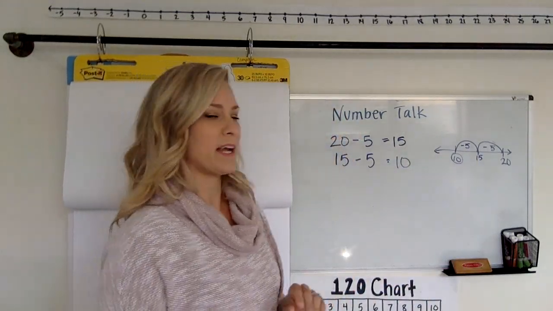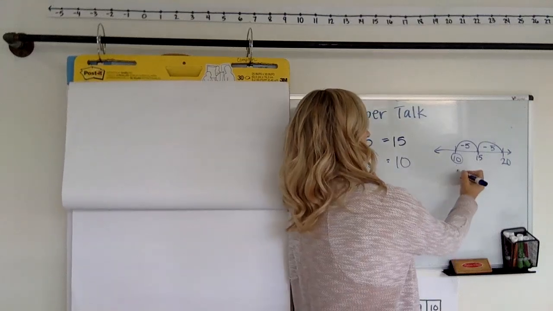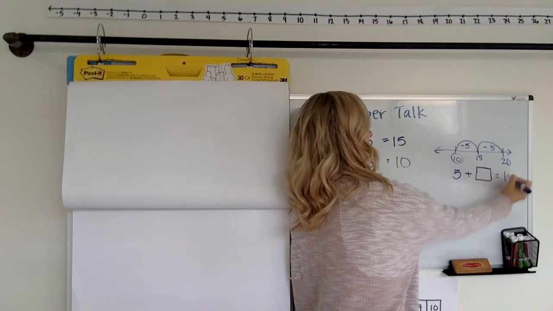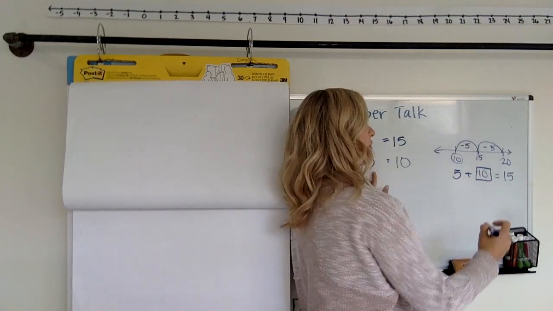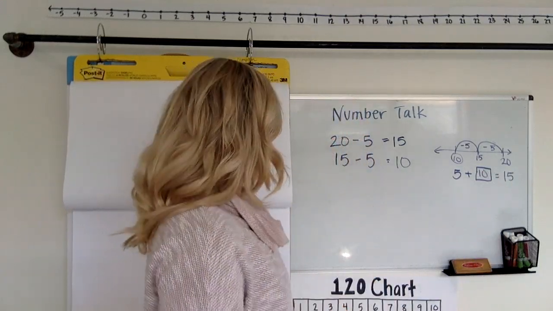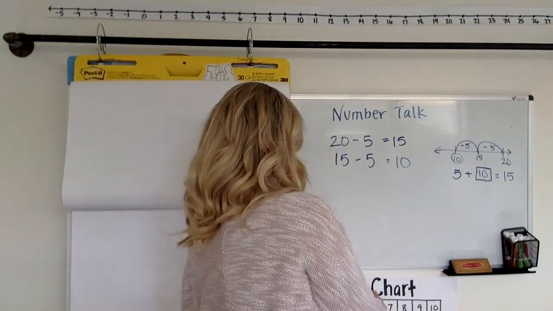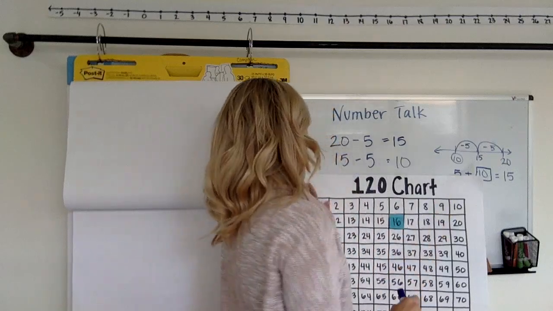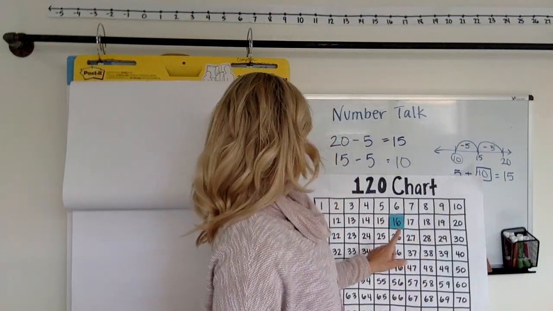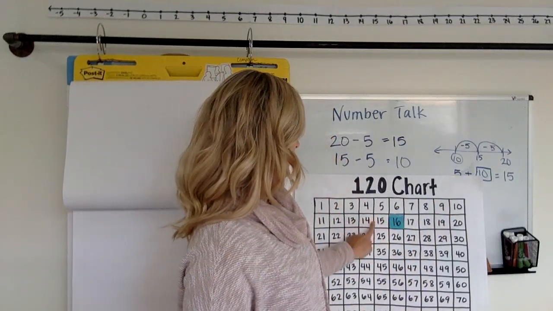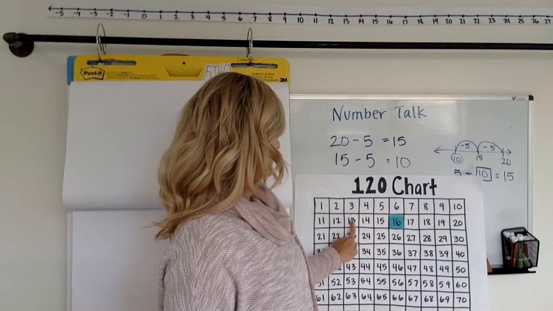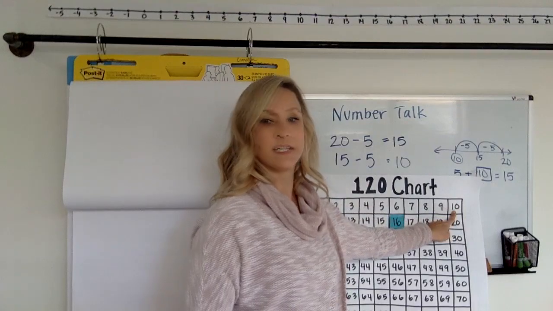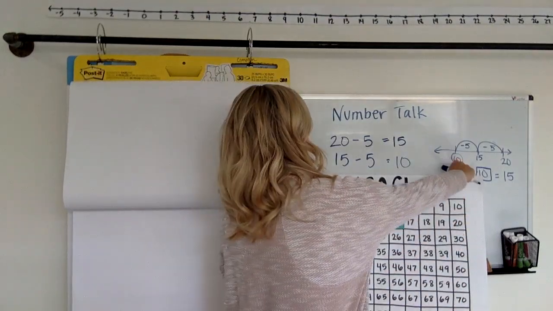Or maybe they would say, well, I know 5 plus what makes 15, and they would probably say 10. Or they might even say something like, I know on the 120 chart, this is what it looks like. If I start at 15 and I take off 5, 1, 2, 3, 4, 5, I would land on the 10. So we just have to wait and see what the kids say.